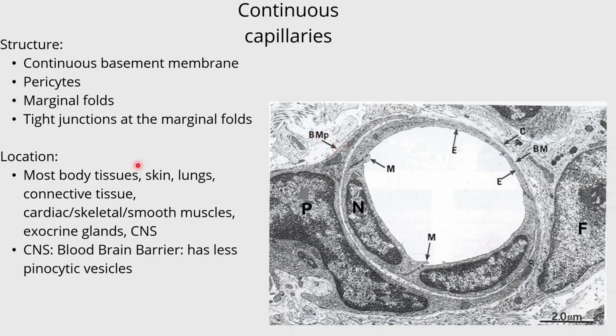Now where are they found? They're found in the tissue, skin, lungs, connective tissue, cardiac, skeletal, smooth muscles, exocrine gland, and the central nervous system. And it's in the blood-brain barrier because it has fewer pinocytic vesicles.